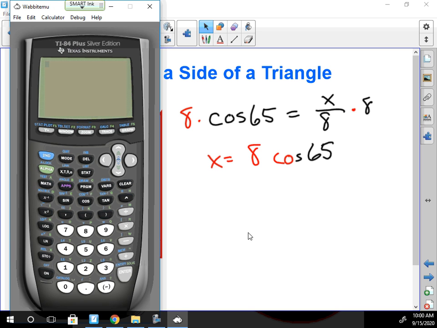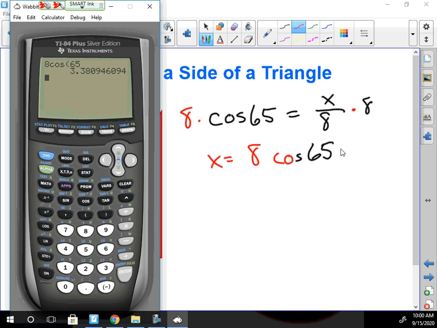So now I just put it in the calculator. 8, I don't even have to put times. Cosine 65. Enter. It gives me approximately 3.38. So that's my side length. And that's really it for that one.